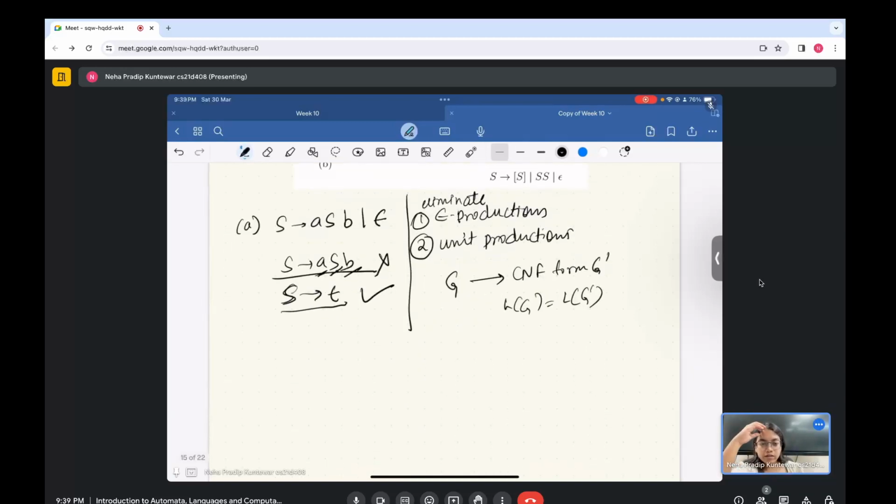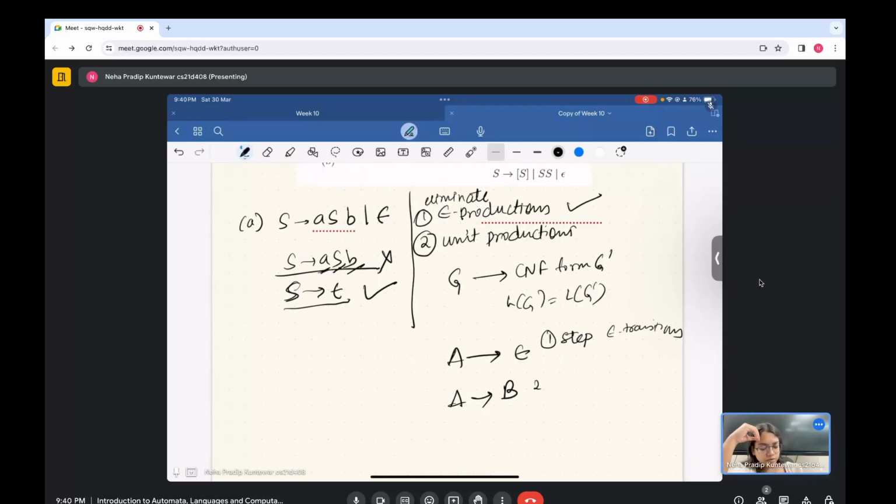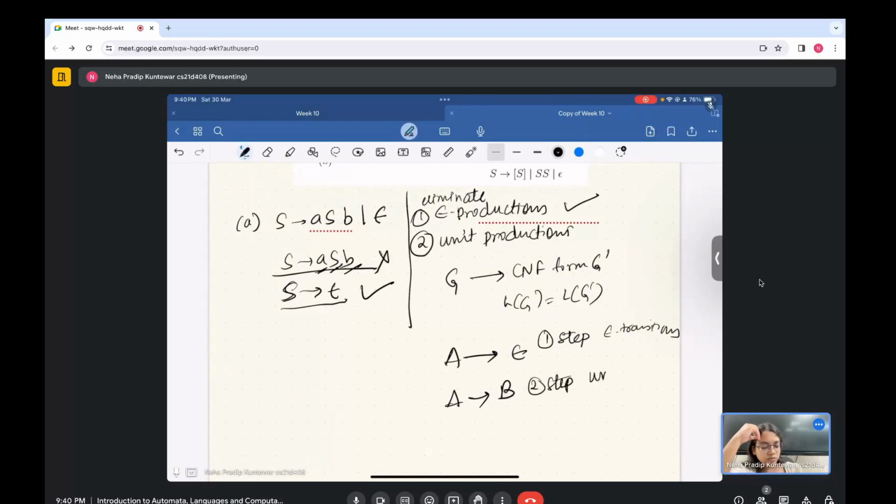Now how do we do that? Notice that if you have some intermediate variable A which somewhere gives epsilon, then we know how to use epsilon productions to eliminate this kind of variable. So if you apply step 1, you would have eliminated all the epsilon transitions. We also said that you are not allowed transitions of this form. You can't just have one non-terminal give the other non-terminal. So in step 2 we can eliminate all the unit productions.